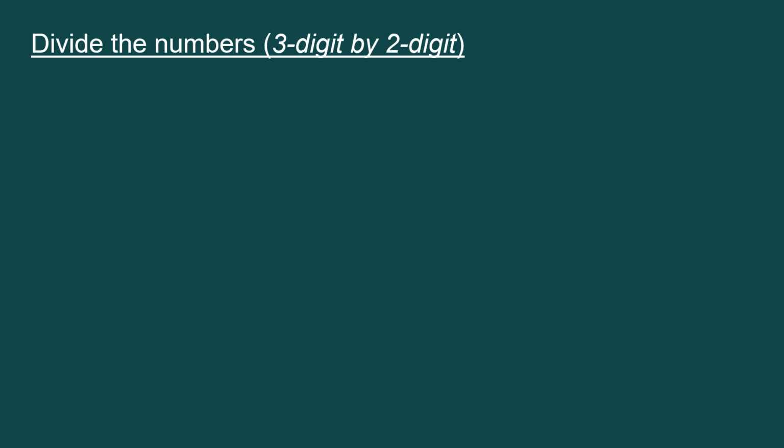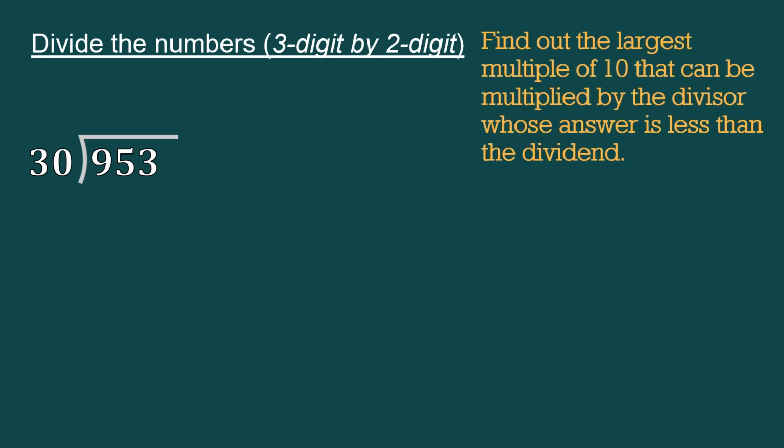Divide the numbers, 3-digit by 2-digit. In the example, we have 953 divided by 30. First, we have to find out the largest multiple of 10 that can be multiplied by the divisor whose answer is less than the dividend. Now, we try to multiply our divisor 30 with the multiples of 10.